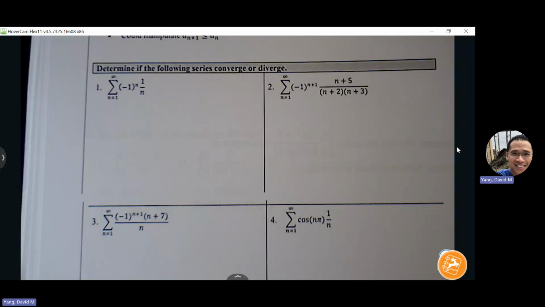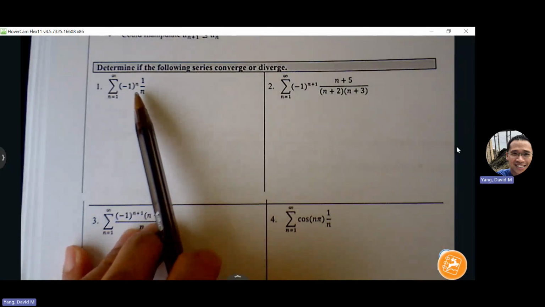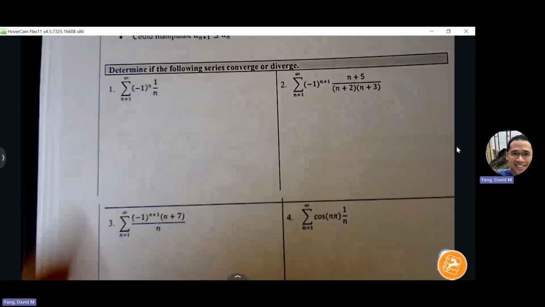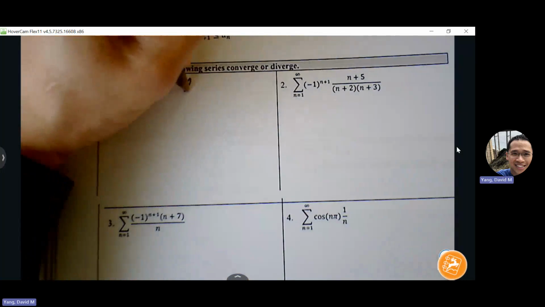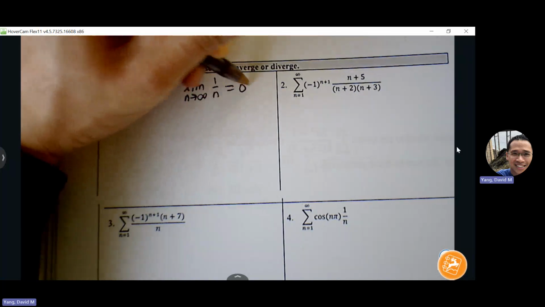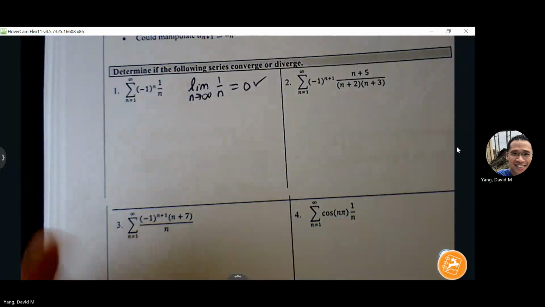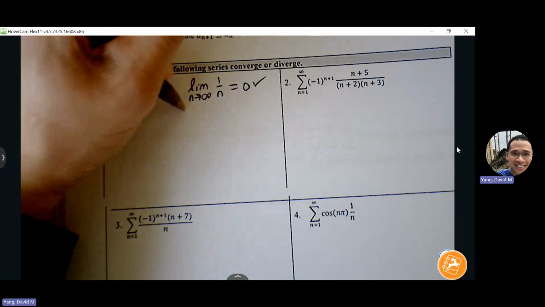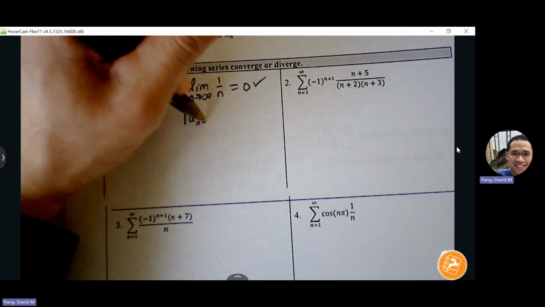Okay, number one, determine whether the following series converge or diverge. We first can tell that this is part of an alternating series. So if it's part of an alternating series, the only condition that we really have to make pass is that the limit as n approaches infinity of 1 over n is equal to 0. And we just have to make a statement about a sub n plus 1.